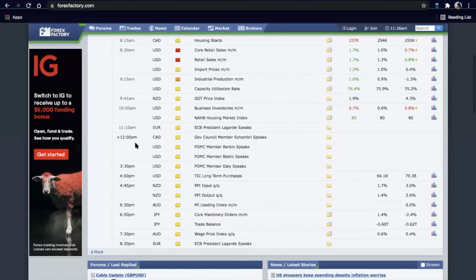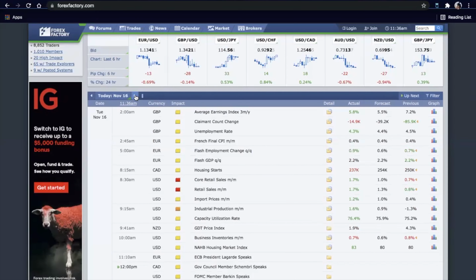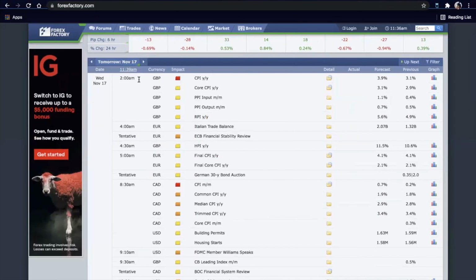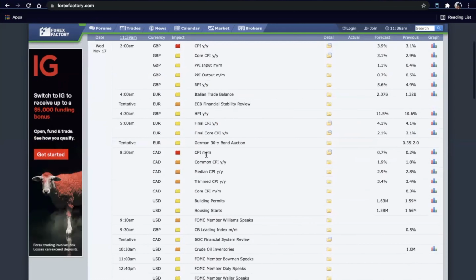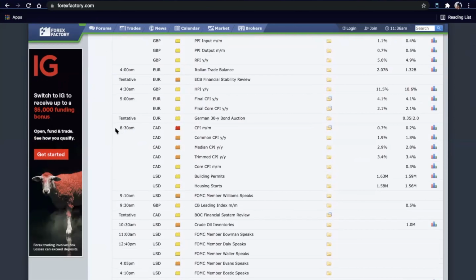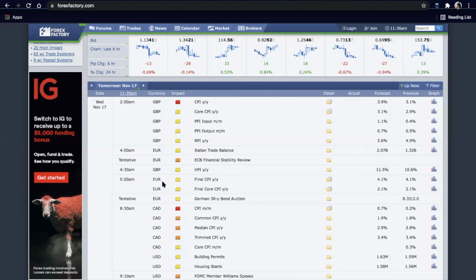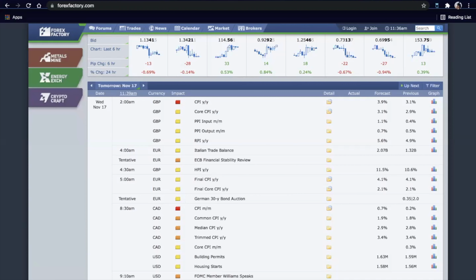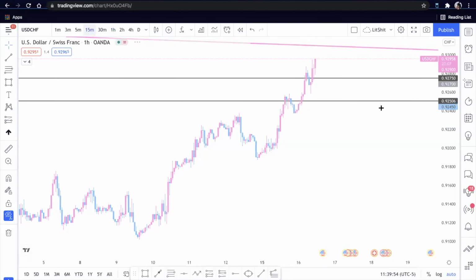All right, so right now we're at 12 o'clock hour. There's no more red folder news for the day, but tomorrow let's look and see. So at 2 a.m. GBPJPY is going to have red folder news. CAD is going to have red folder news at 8:30. So the trade I want to show you right now is Euro CAD, and it made me come to this Forex Factory website so that I can see what's going on. So there's not any red folder news coming out for Euro or CAD until 8:30 in the morning. All right, so let's go to that pair really quickly.